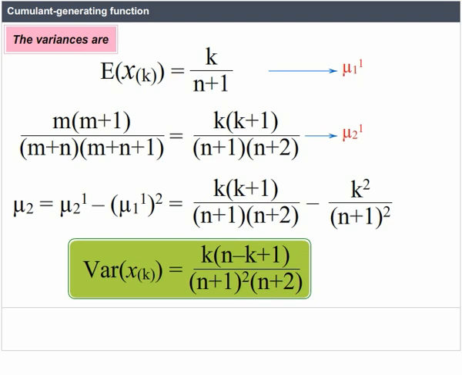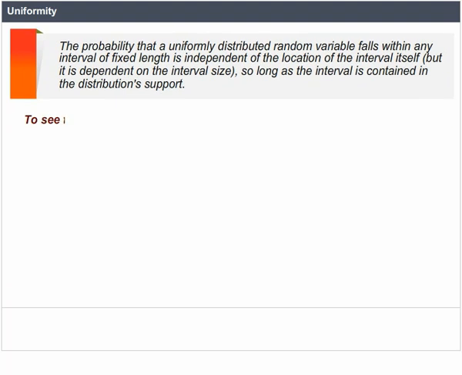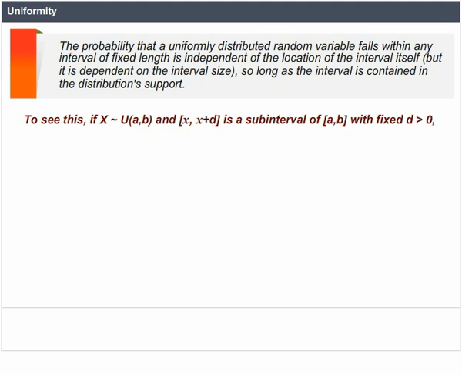Uniformity. The probability that a uniformly distributed random variable falls within any interval of fixed length is independent of the location of the interval itself, but it is dependent on the interval size, so long as the interval is contained in the distribution support. To see this, if X belongs to uniform distribution on a, b and the closed interval x, x plus d is a subinterval of closed interval a, b with fixed d greater than 0, X follows uniform distribution on a, b, it having the subinterval x, x plus d.